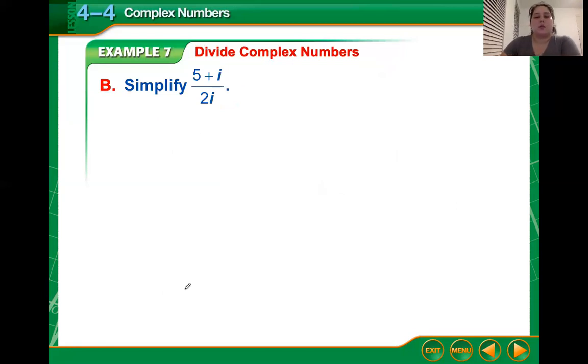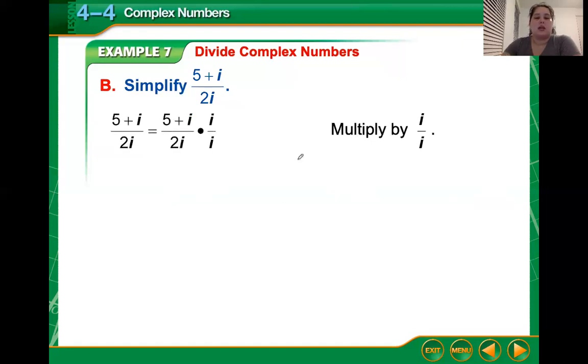So now we have another one: 5 plus i over 2i. We're just going to multiply by i over i. As a reminder, anything divided by itself is 1. So we're multiplying by 1 here, but we want it to look a little nicer. And that's going to be the easiest way to cancel out imaginary numbers, multiplying by i.